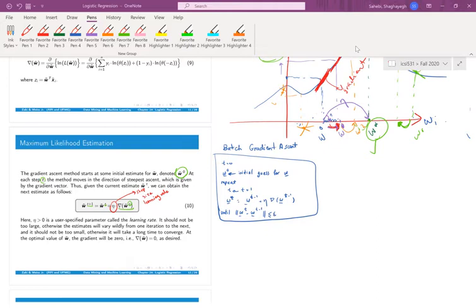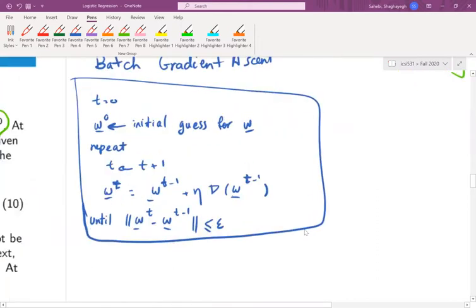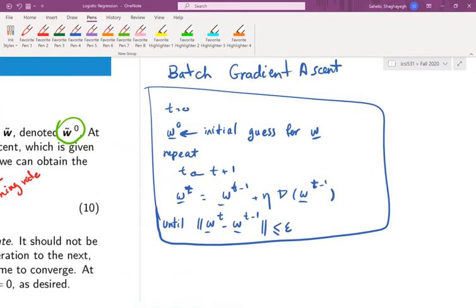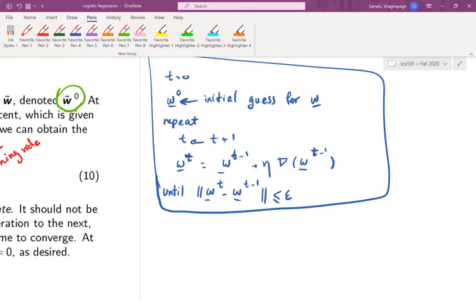All right, so this is the batch gradient ascent algorithm that we are going to use to find the W that maximizes our logarithm of likelihood for the binary logistic regression classification. Of course, this algorithm is an optimization algorithm that can be used for any maximization, so it doesn't need to be binary logistic regression. It's a generic algorithm that you can use for many other problems also.